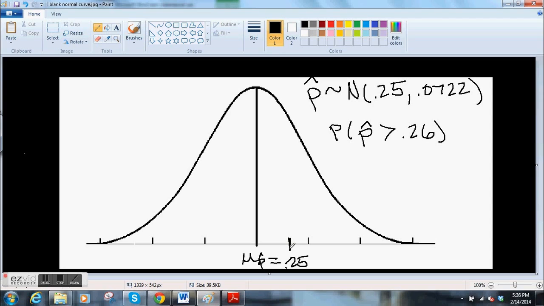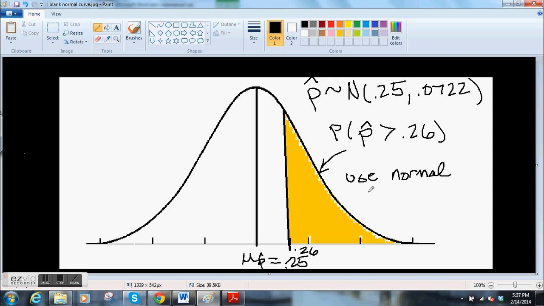So 0.26 is going to be, I don't know, here. Let's just put that there. And what we want is this probability right here. That's the probability that p hat is greater than 0.26. So you can see it should be less than 50% certainly. And because we know it's approximately normally distributed, we can use our normal function on the calculator.